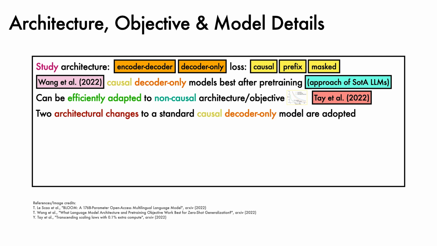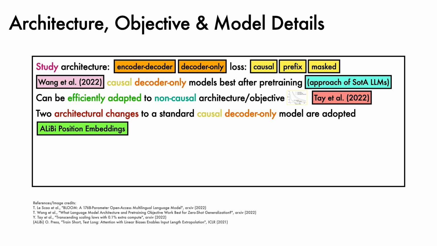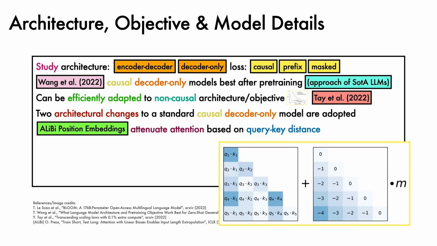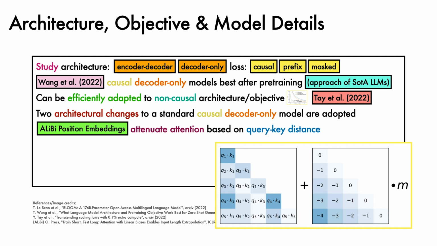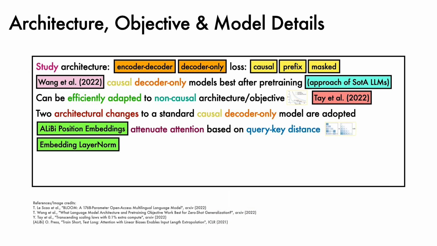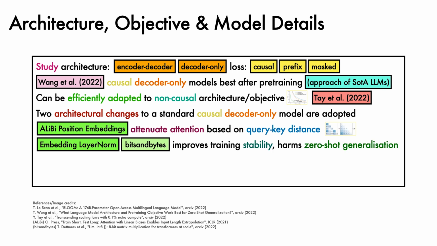After various studies, two architectural changes to a standard causal decoder-only model were ultimately adopted. The first was to use ALiBi position embeddings. This technique, short for attention with linear biases, works by attenuating attention scores based on the distance between queries and keys, by adding a simple bias term to each attention score. The second change was to add layer norm directly after the embedding, following the bitsandbytes library, given the finding that this typically improves training stability at the cost of harming zero-shot generalization.